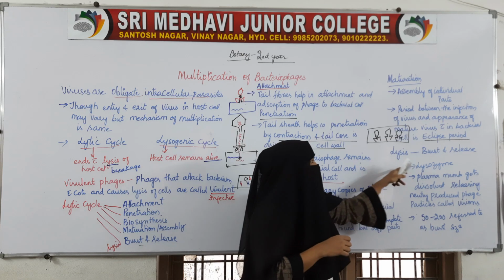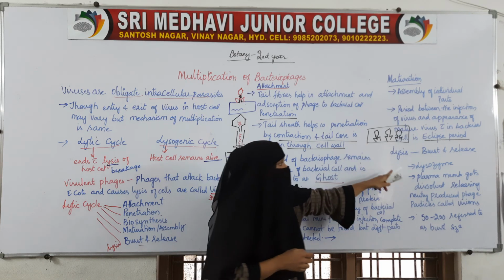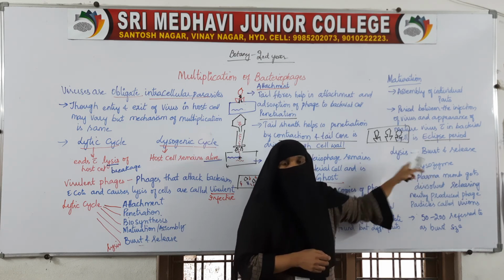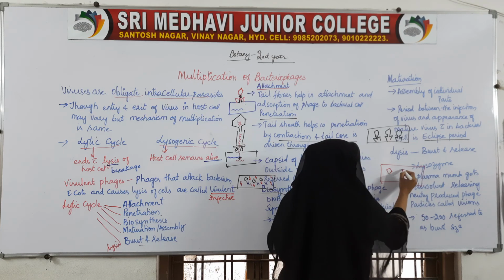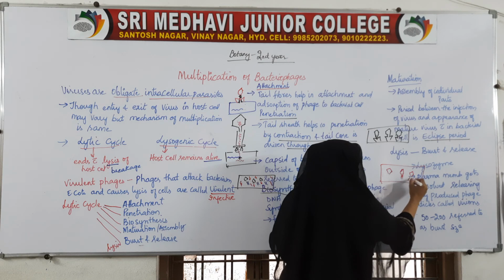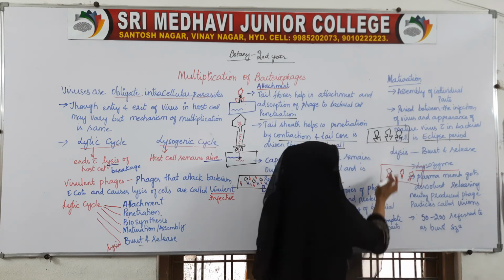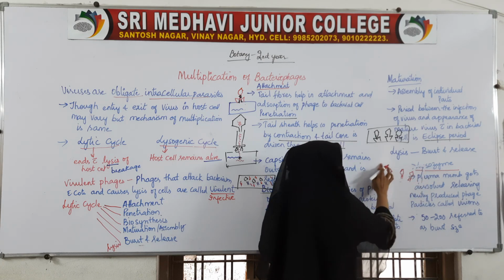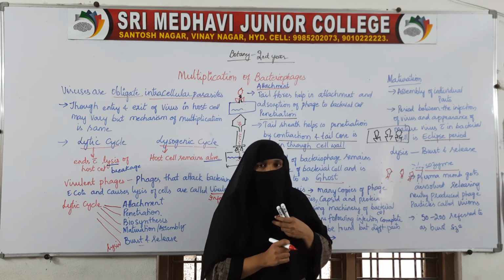So what happens? The bacterial cell will produce an enzyme called lysozyme. For example, this is the bacterial cell with all those newly formed viral particles. Because of the production of this lysozyme enzyme, the plasma membrane of the bacterial cell will get dissolved and the virus will come out.